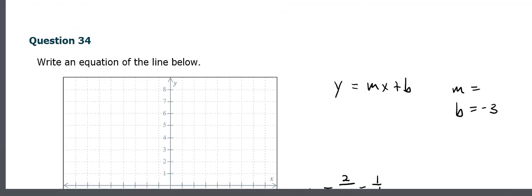So now we have all the elements we need. We found our slope to be 1 over 4, our y-intercept to be -3, so now we're just going to substitute those into y equals mx plus b, and so it'd be y equals 1/4 x. And again, remember here we can just write -3, or you could write plus -3.